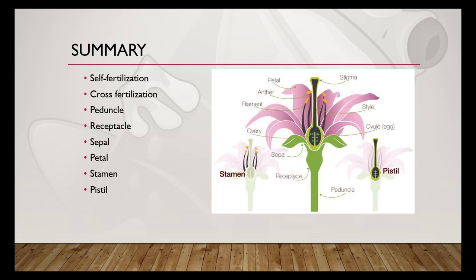In summary, the plant parts we discussed were the peduncle, the receptacle, the sepal, the petals, the stamen, which contains the filament and anther, and the pistil, which contains the stigma, the style, and the ovary.